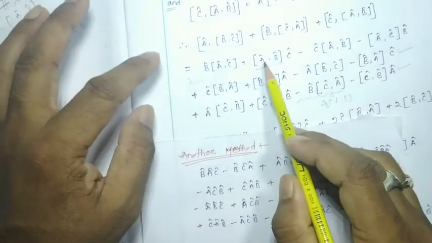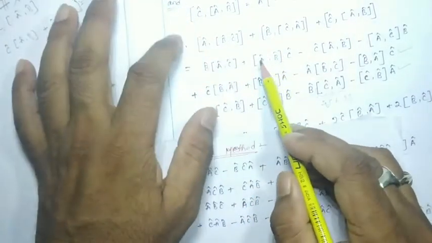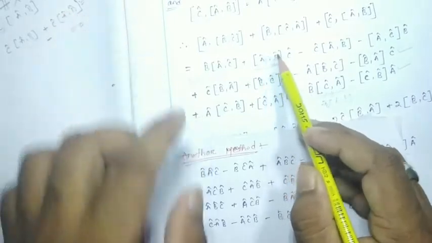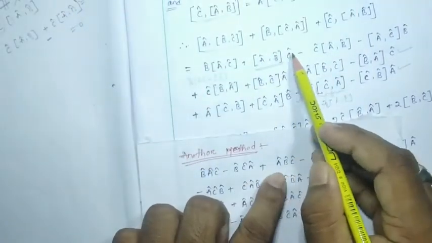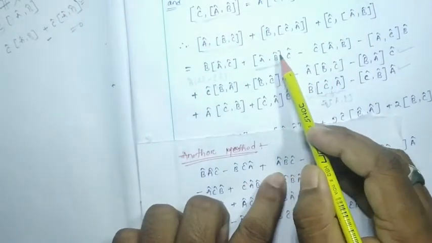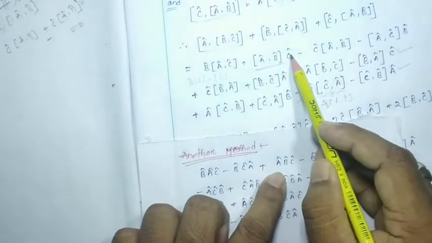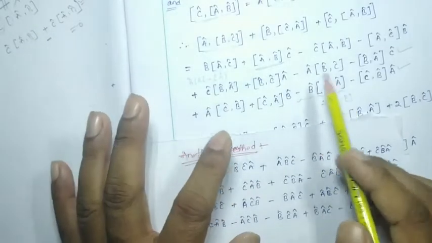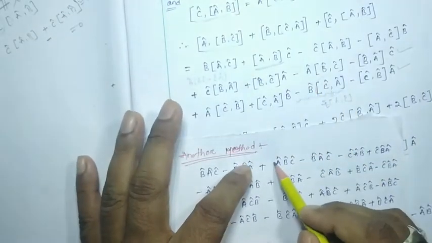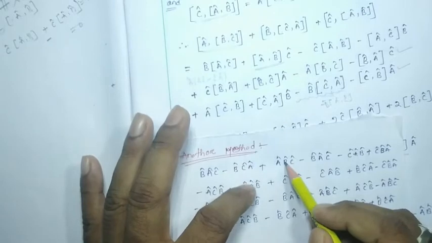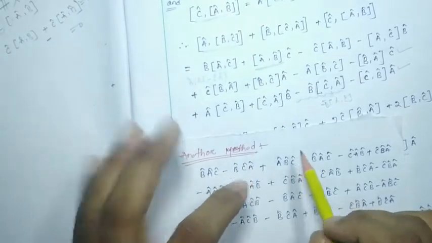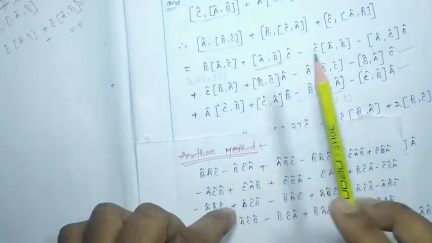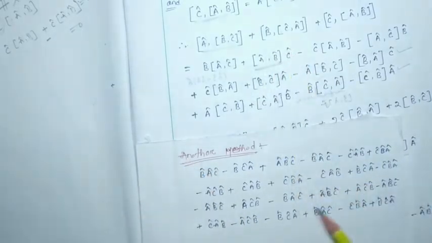See here, this commutation will be ÂB̂ minus B̂Â. So when C is multiplied, it will be ÂB̂ into Ĉ minus B̂Â into Ĉ. The order should be followed. You could not write Ĉ over here, or at the middle. In whichever way the operators are orderly written, in that way you have to write.